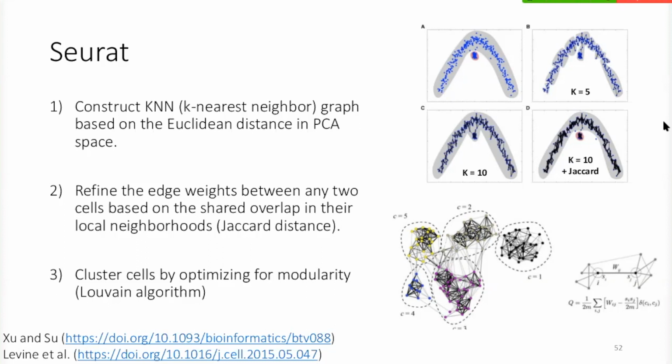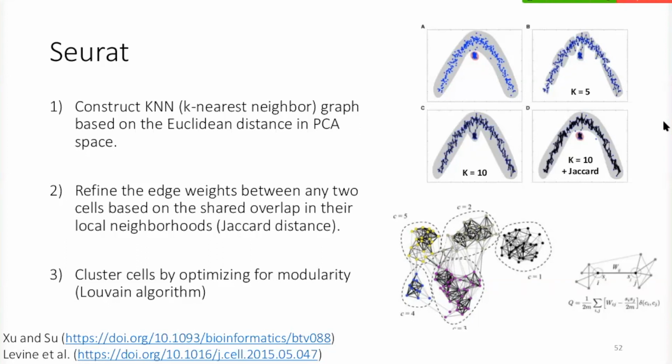So what you do is you basically construct your k-nearest neighbor graph, right? Based on Euclidean distances in the PCA space. So first you reduce the dimensionality of your data with PCA. You use the retained principal components to get to a kNN graph. Then you refine this graph based on the Jaccard distance.